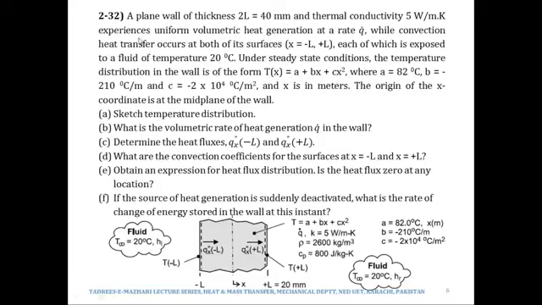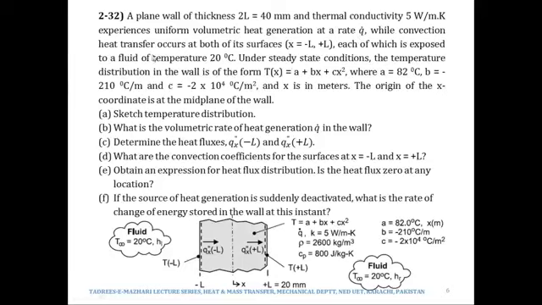So this wall experiences uniform volumetric heat generation, means there is heat generation at a rate of Q dot. So Q dot is there.